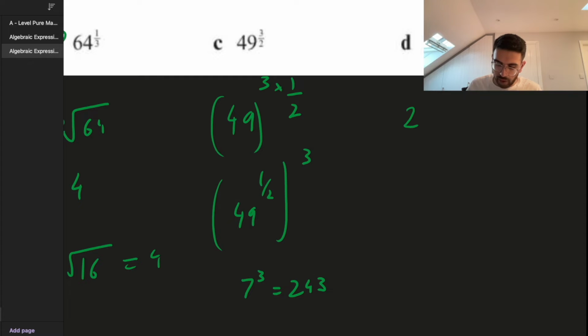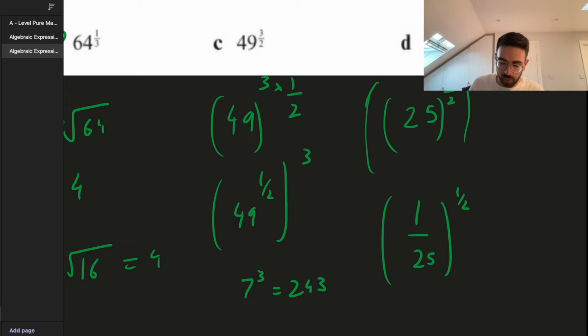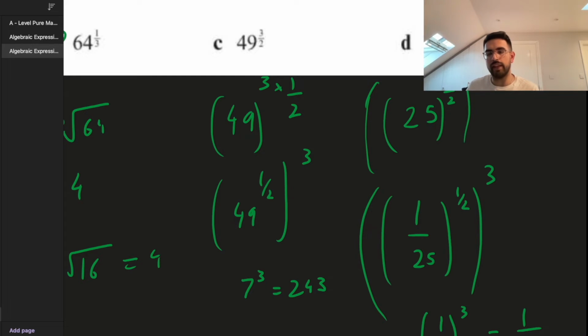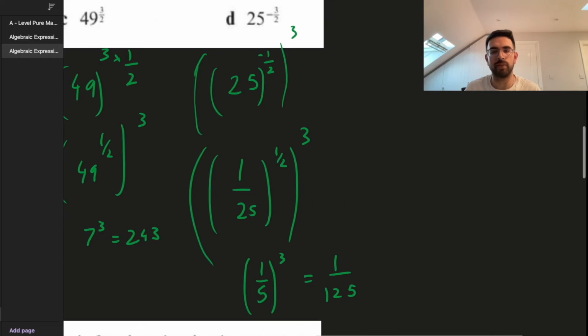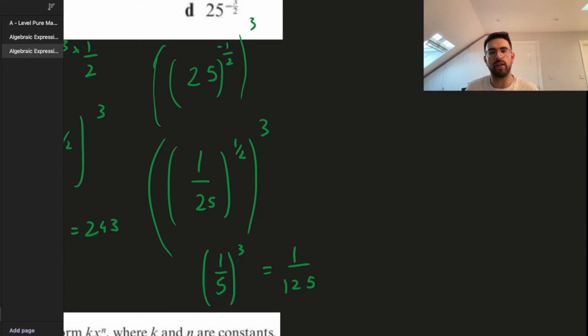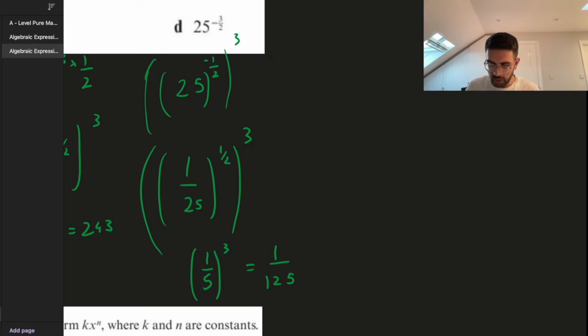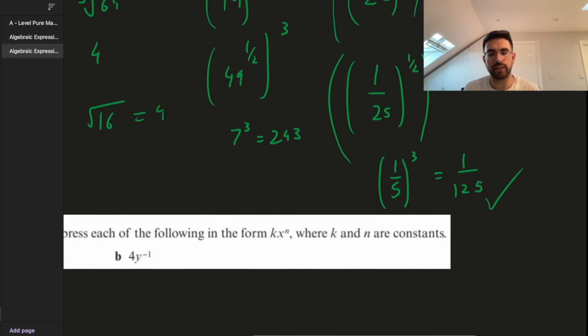So here it says 25. I'm going to do the same logic. I'm going to do to the power a half, and then I'm going to cube all of that. But this time it's the minus a half. All the minus does is flip it, so it becomes the reciprocal, which means we're actually going to be dealing with 1 over 25 to the power half, and all of that will be cubed. So this is simply going to be 1 over 5 cubed, which is equal to 1 over 125. And that is going to be our final answer. Let's just move this on here. I realized that you couldn't see what was going on, but that's how we get our final answer. Okay, let's move on to this next question.